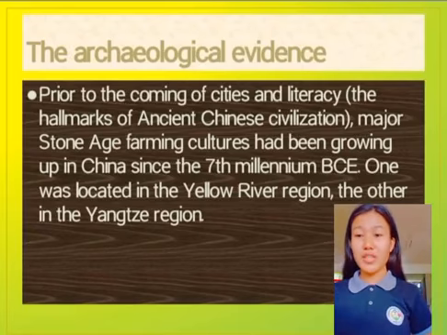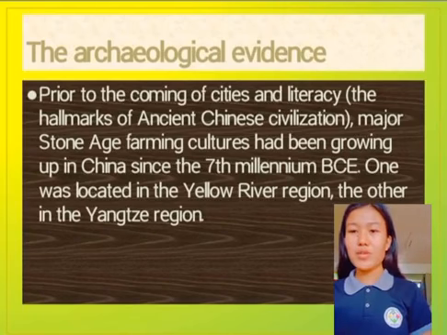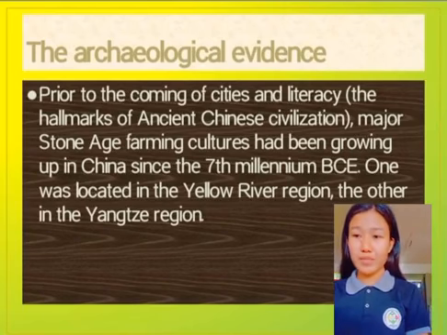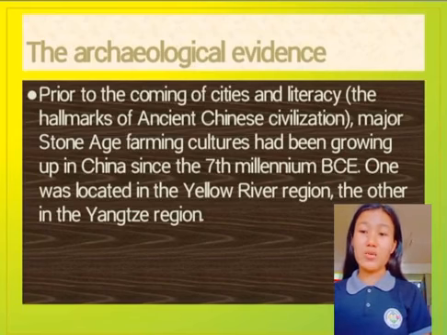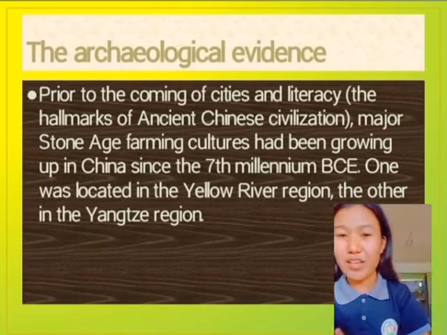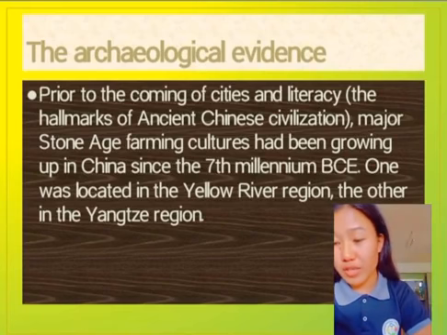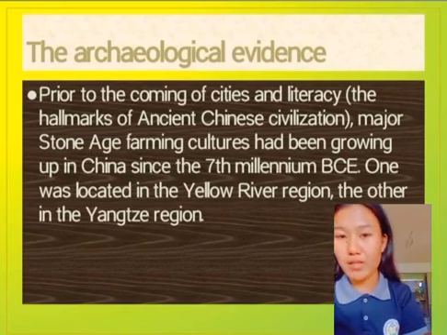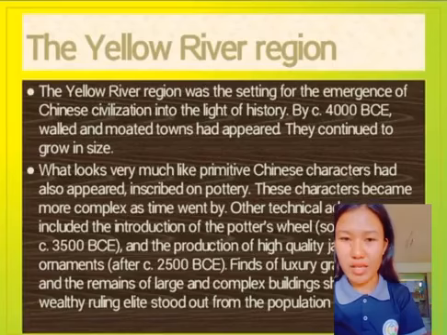The archaeological evidence. Prior to the coming of cities and literacy, major Stone Age farming cultures had been growing up in China since the 7th millennium BCE. One was located in the Yellow River region and the other in the Yangtze region. The archaeologists found tortoise shells and animal bones with writing on them. One of these is the oracle bones. Oracle bones are parts of animal bone used in divination ceremonies in ancient China.